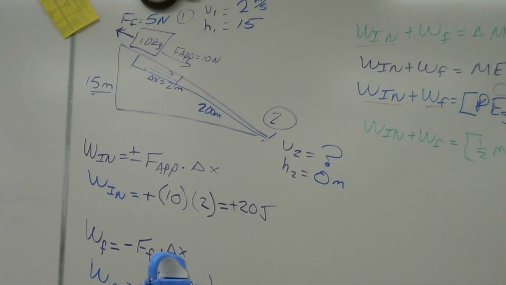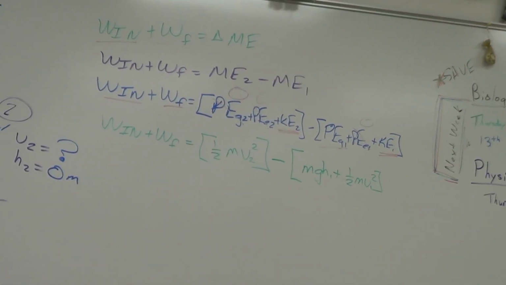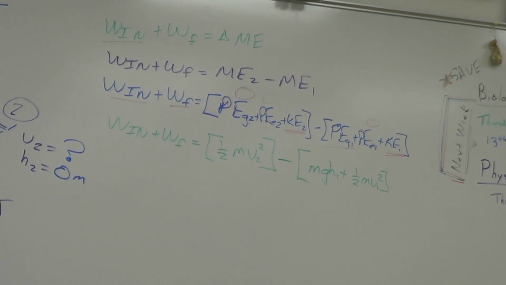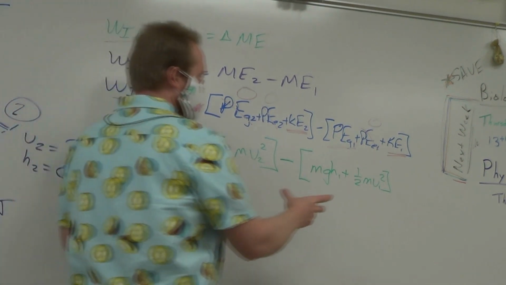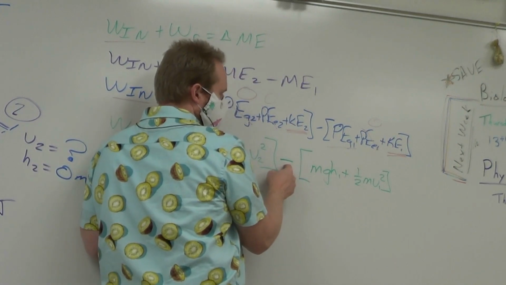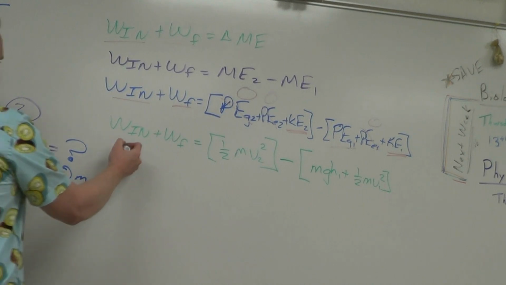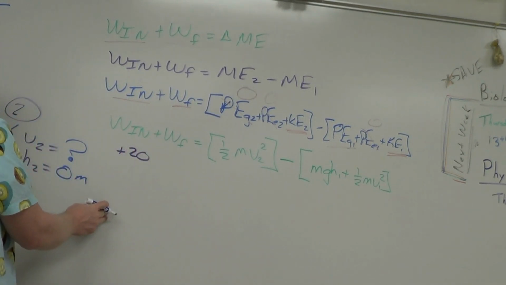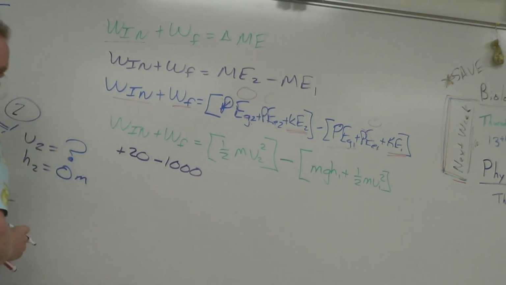Now, order of operations when you get to that far side, in the green, we have to do the addition before we do the subtraction. We have to do what's in the parentheses or brackets before we do the subtraction. Just keep that. Work in was positive 20. Work done by friction was minus 1,000.